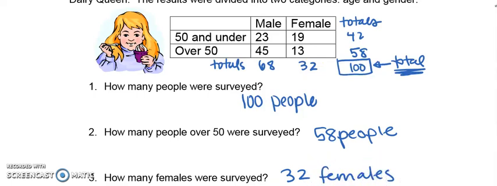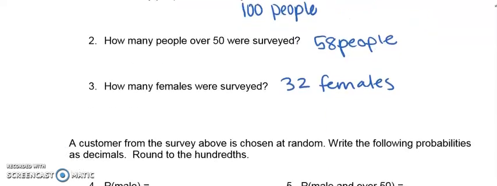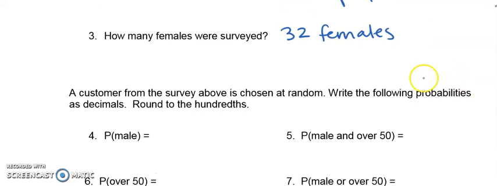All right, I'm going to be scrolling back and forth to talk about this here as we do the probabilities. It does kind of stink. I got to go back and forth, but that's okay. So a customer from the survey above is chosen at random. Write the following probabilities as decimals and round to the hundredth.